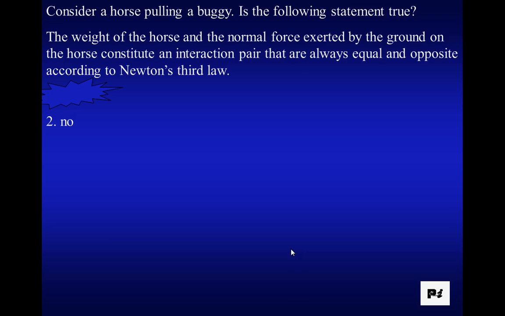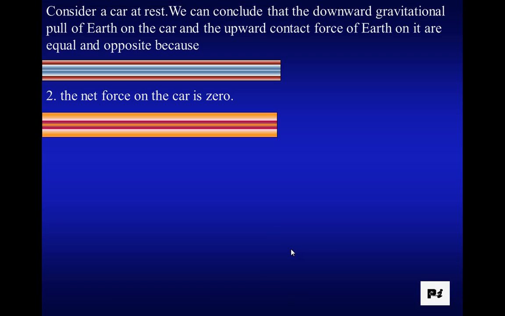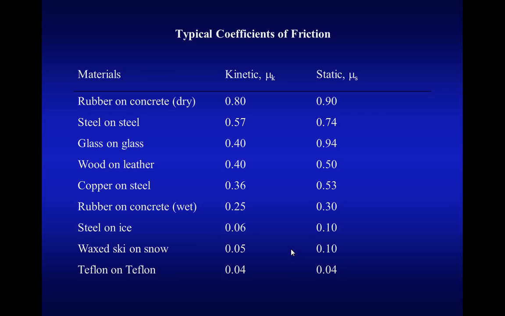This is really, really picky stuff, but there's an upward acting normal force between the ground on the horse and the horse on the ground, and then there's a downward acting normal force. But the origin of the force on the horse is the Earth's gravity pulling on it. It's really picky stuff. Don't worry about it. No, I don't think we need to worry about interaction pairs. We want to get to this.